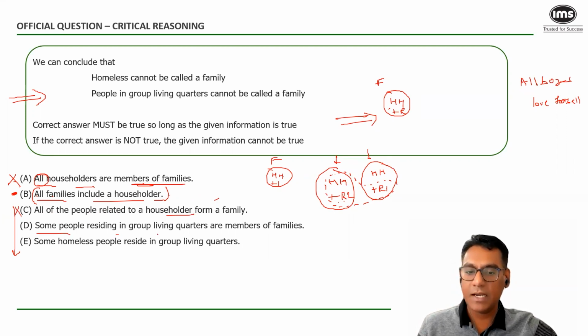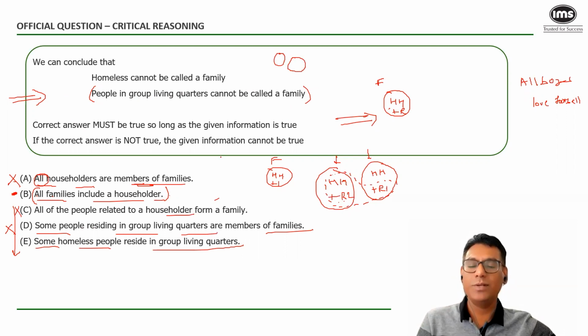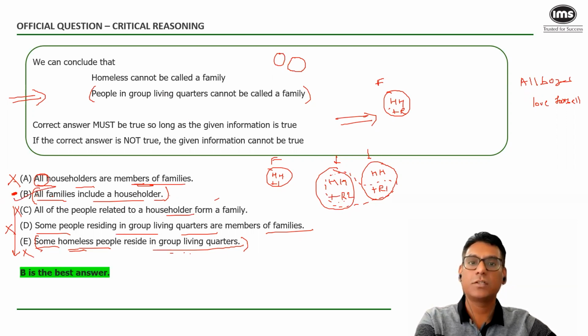Now D, some people residing in group living quarters are members of families. Absolutely no. Why? Because people living in group living quarters cannot be a family. We have seen that on the previous slide as well. So this is purely wrong. And some householders reside in group living quarters. Now again, this is what we were saying, right? Homeless and group living quarters should not overlap because homeless do not have any home, right? So logically it doesn't make sense, because if they were living in group living quarters, they would not be homeless. The statement itself doesn't make sense. Forget about whether that is an inference, right? So the best answer here is answer choice B.